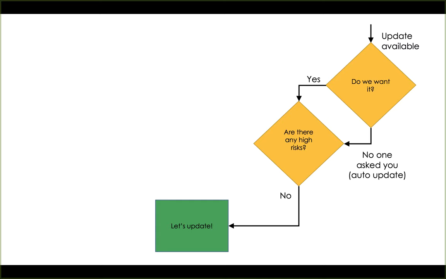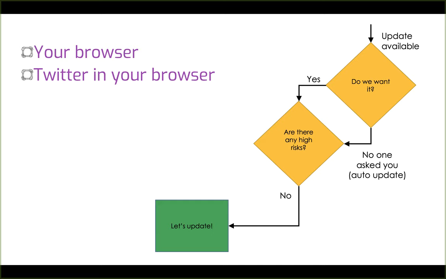Examples of that are your browser. I bet the majority of you have no idea what version of browser you are running. Twitter in your browser, that's a website. There are some versions behind the scenes, but you have no way to know which version it is. Twitter on your smartphone, there is a version, there is an update, but for the majority of us, auto-update is turned on. It updates automatically. You have no idea what version it is. And what all those have in common is the low risk.